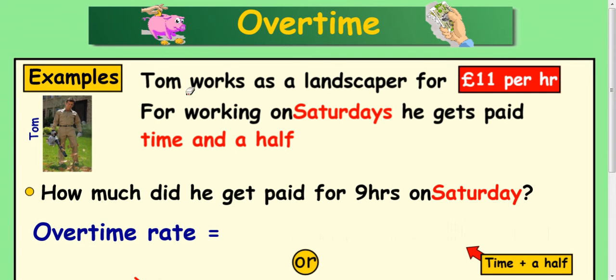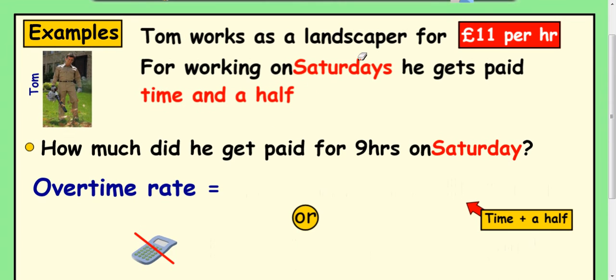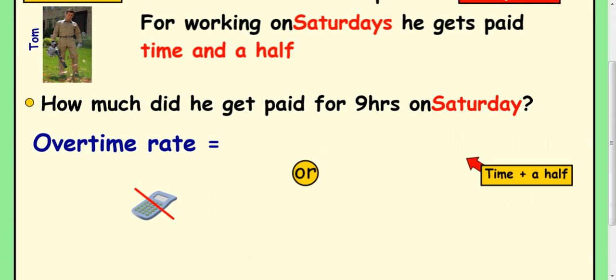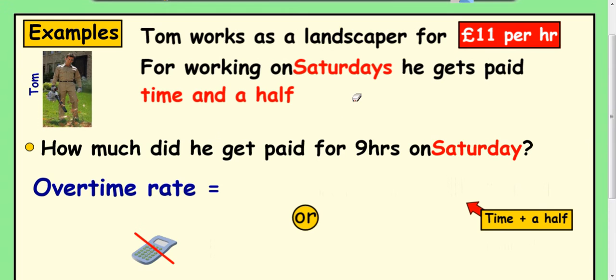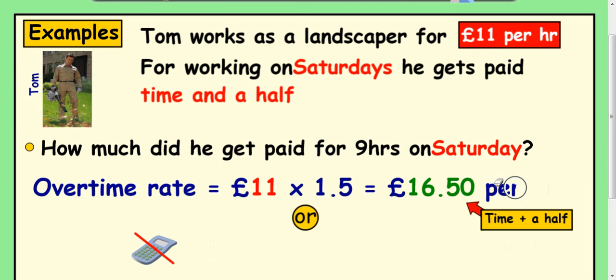Okay, let's look at this example. Tom works as a landscaper for £11 an hour. For working on a Saturday, he gets paid time and a half. How much did he get for 9 hours on Saturday? So that's 9 hours at his time and a half rate. So let's work that out first. Time and a half rate. Well, his time and a half rate is 11 plus a half of 11. Or you could just multiply by 1.5. So 11 times 1.5, that's £16.50 per hour.